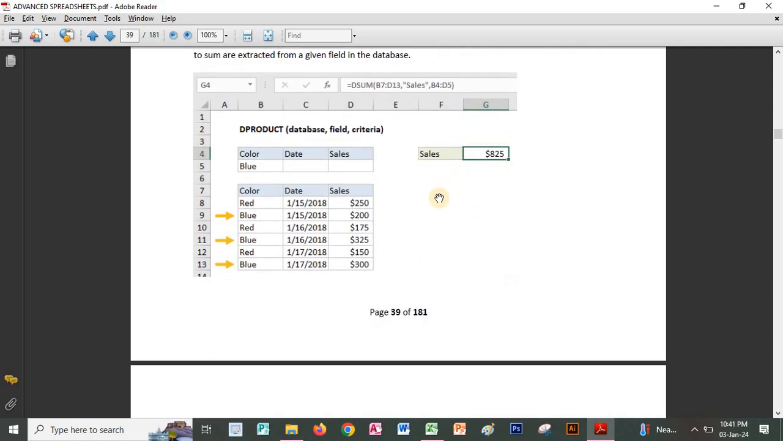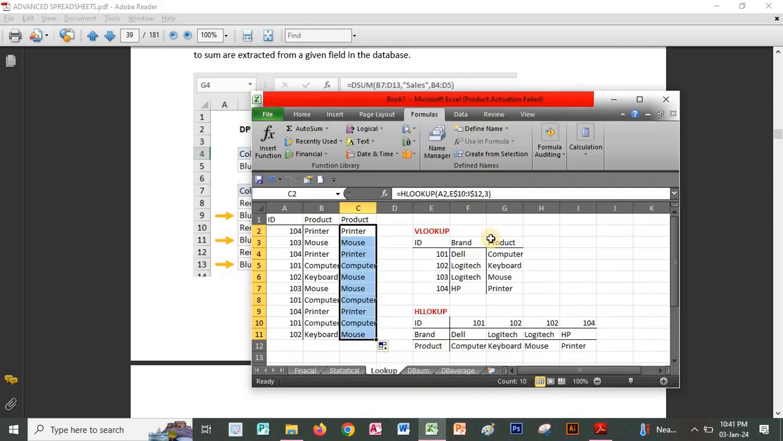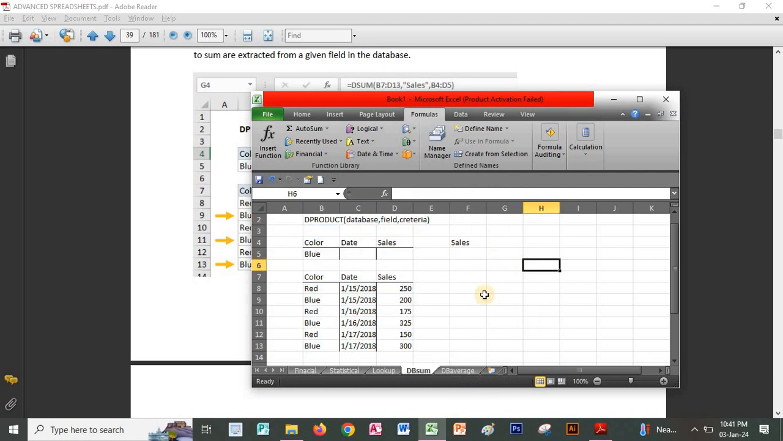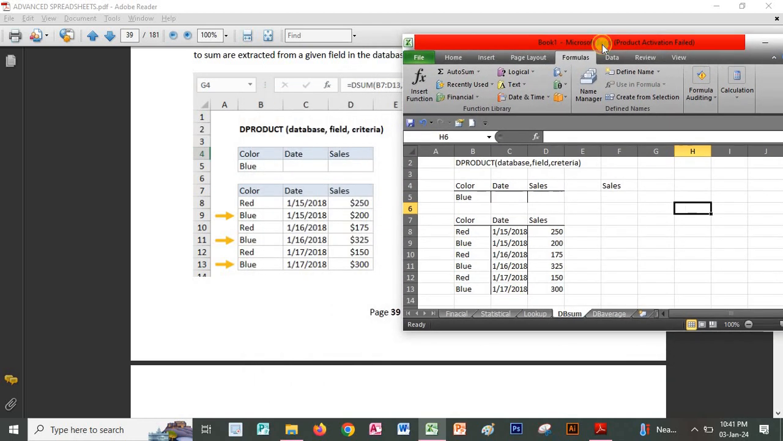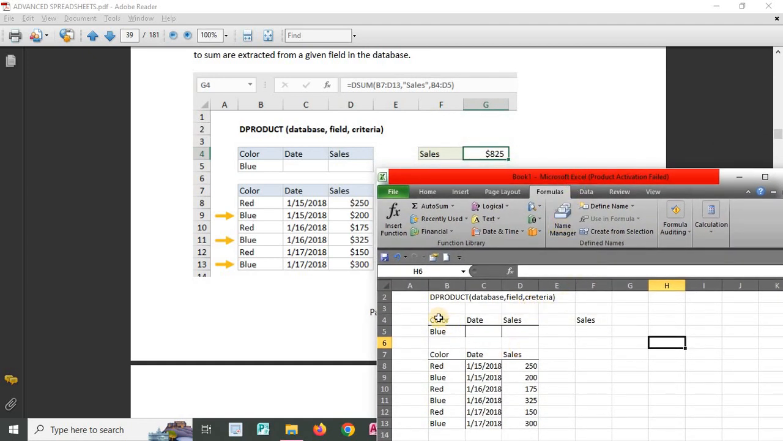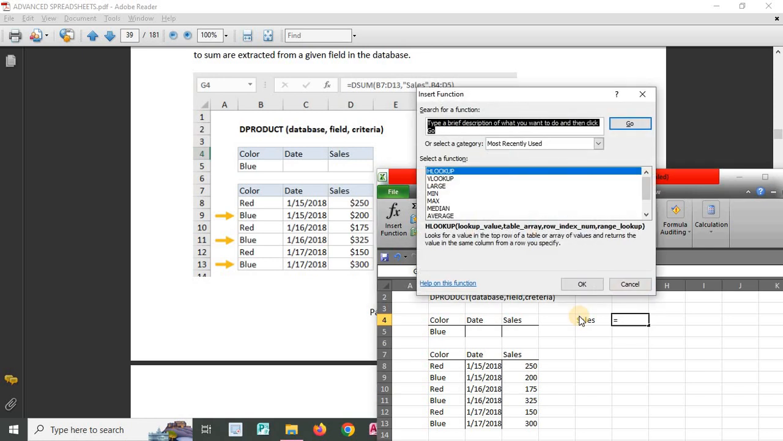So you have some data like this, I suppose. In my case, just take your time, make your data like that. And then here is where we are going to calculate our summation. We would like to do some database summation. So look for DSUM.